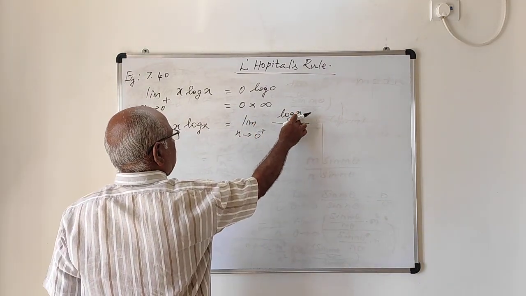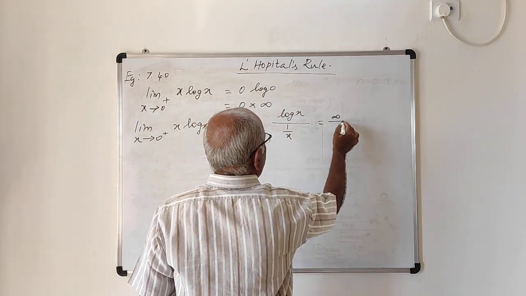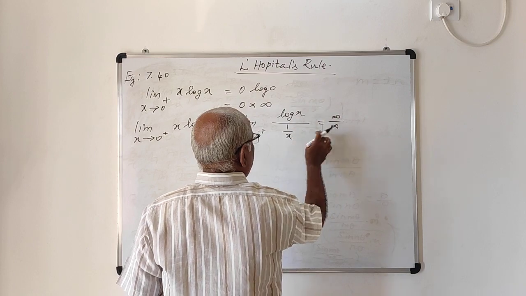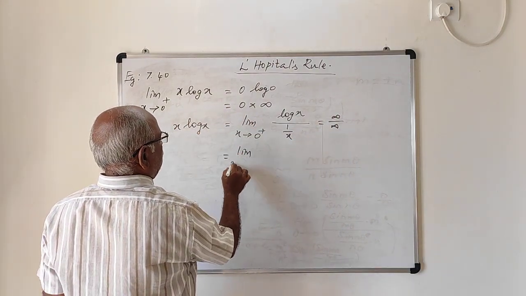Now you apply L'Hopital's rule. This is log 0, infinity, and 1 by 0, infinity, so it is of the form infinity by infinity. So it is an indeterminate form. For that you apply L'Hopital's rule.